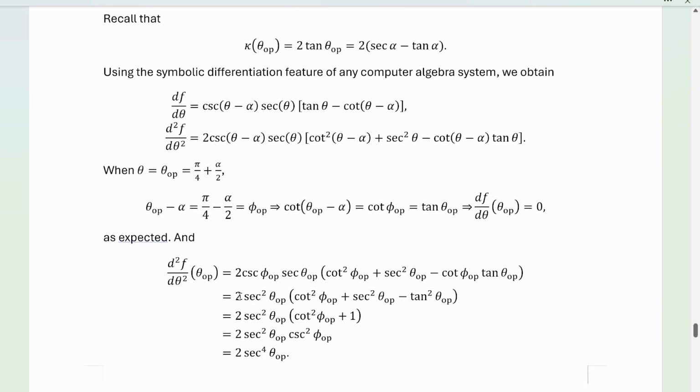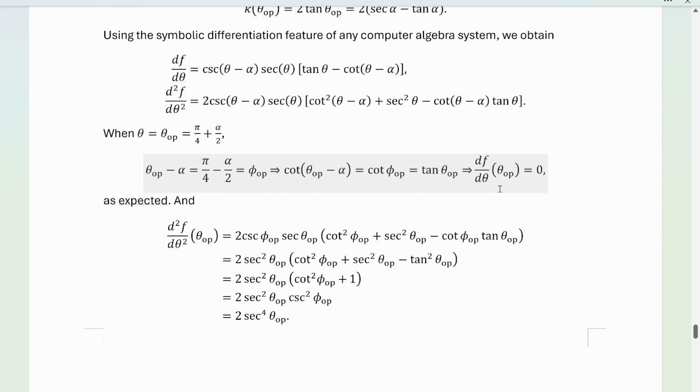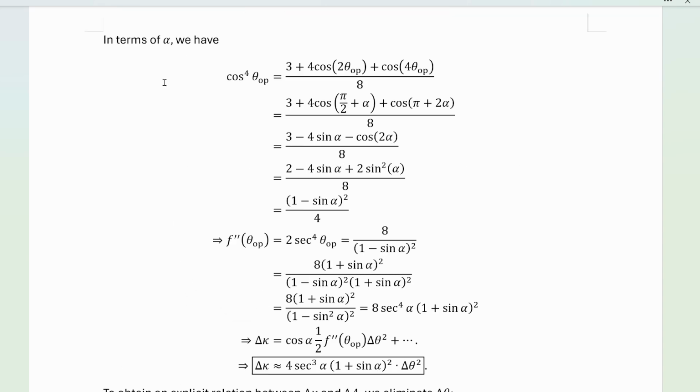We then differentiate f using symbolic differentiation software, substituting theta OP into these two functions, and this is what we get. First, the first order derivative is equal to 0. This is completely expected because we know at theta optimum, the energy is minimized. And the second order derivative turns out to be non-zero. We can then simplify further so that every constant is in terms of alpha. And this is the final expression for the second order derivative. As a result, near the minimum energy point, the kinetic energy is approximately a quadratic function of theta.